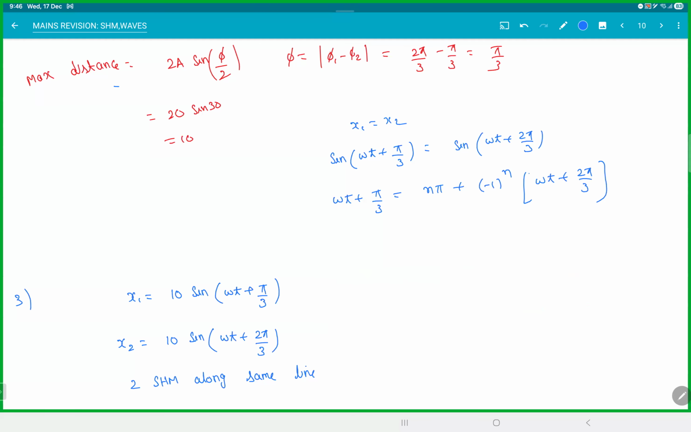If I put n is equal to 0, time will cancel. So n is equal to 0 is useless. If you put n is equal to 1, you will get some time. This is the first time they meet. N is equal to 2, again time will cancel. N is equal to 3 will give you the second time. So put n is equal to 3. That is the second time they meet. So these two particles will keep meeting infinite times. Clear with this?